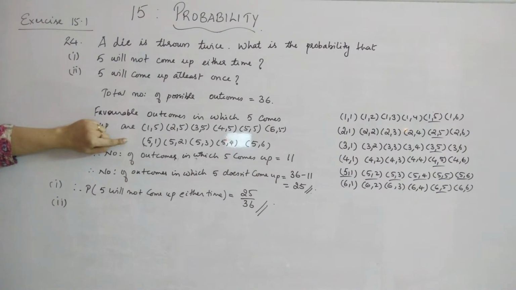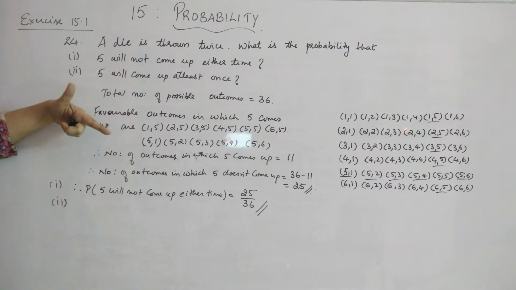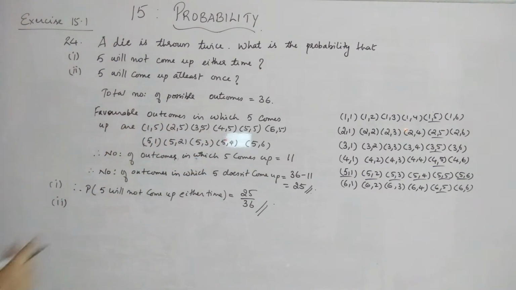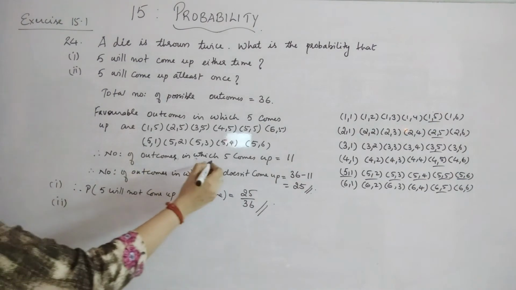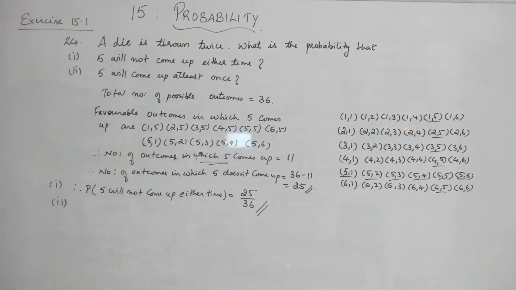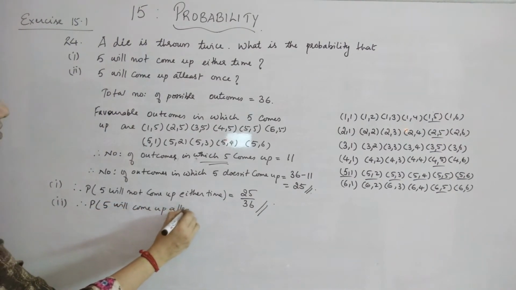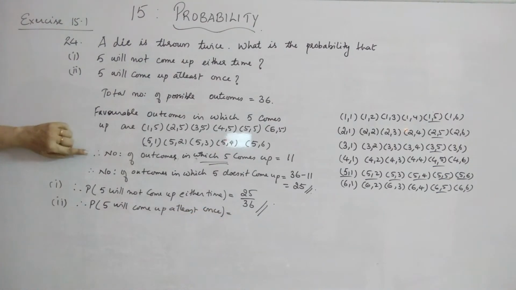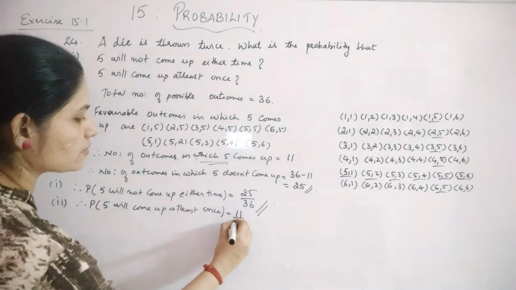So at least 1 means 1 and 2, that is 1 time 5 coming up and 2 times 5 coming up. Okay, so altogether these are those things in which 5 will come up at least once. The number of outcomes you have already written, so we can directly do that. Probability of 5 coming up at least once will be equal to the number of outcomes in which 5 comes up, that is 11, divided by 36.